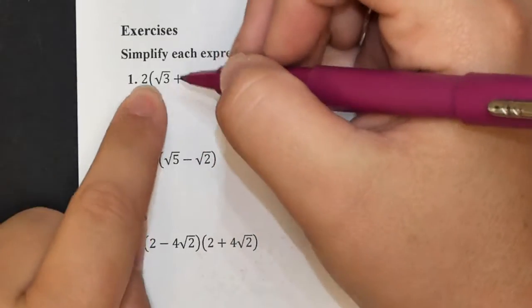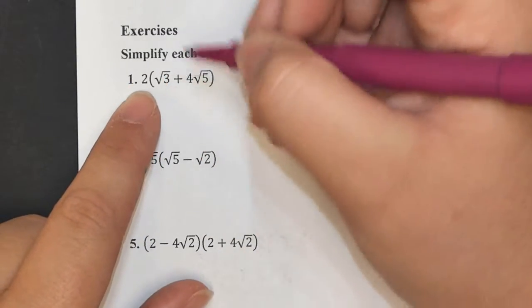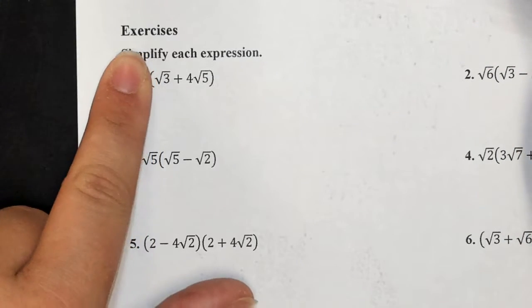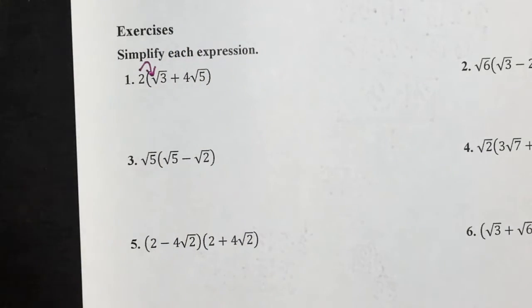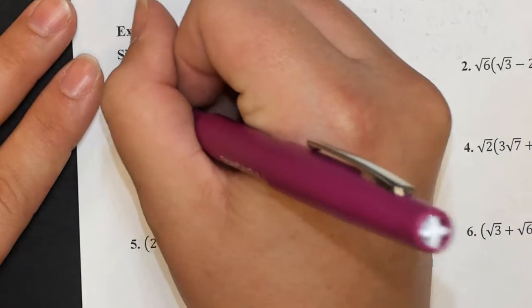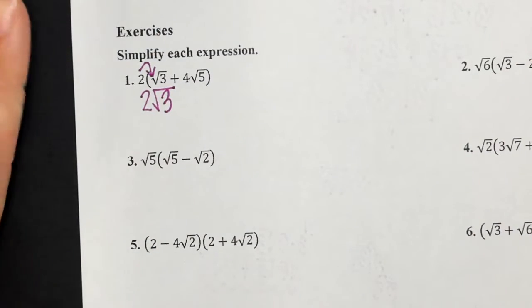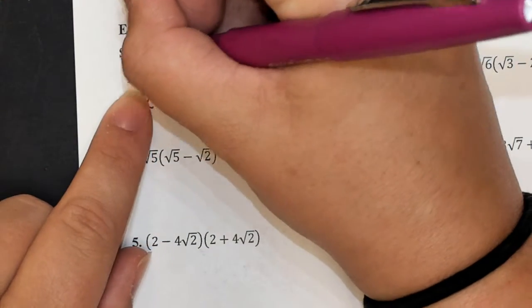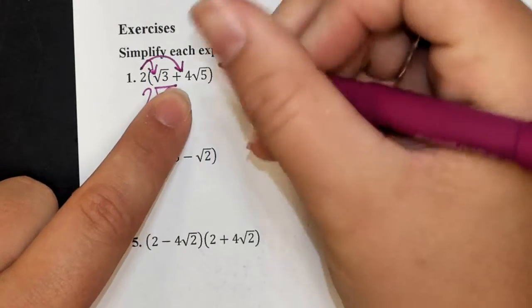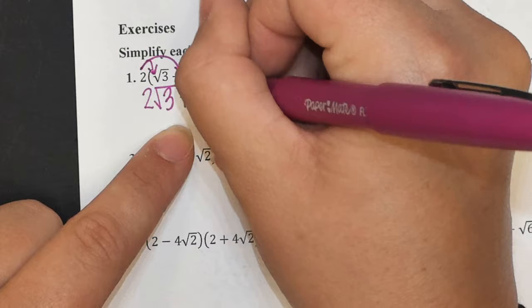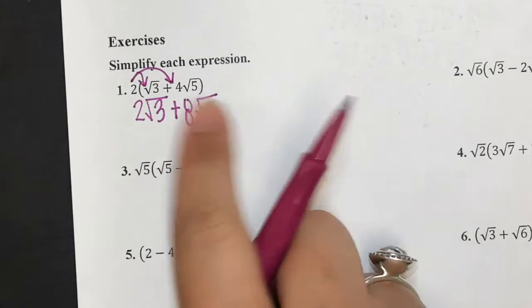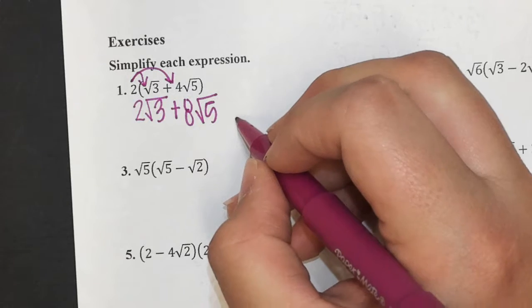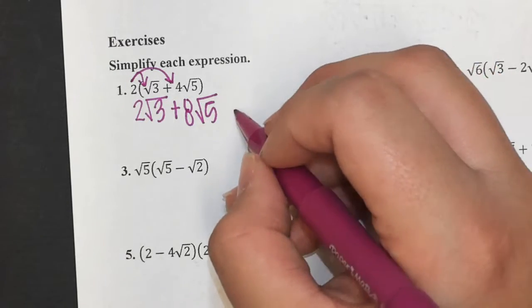So this square root of 3 has a what in front of it? 1, because it's invisible, so it's a 1. So 2 times 1 is 2. So this turns into 2 square root of 3. And then we also have to distribute the 2 to the 4. So 2 times 4 is 8, and then square root of 5. Remember from yesterday, if they do not have the same thing, you cannot combine this. So 3 and 5 are different. They cannot be simplified, so that is your final answer.